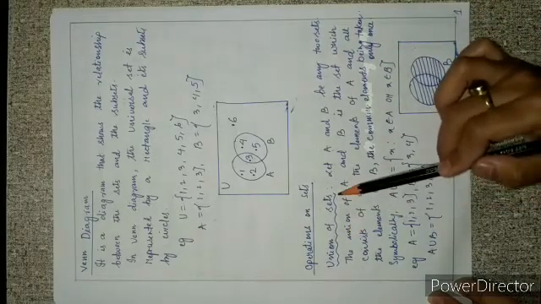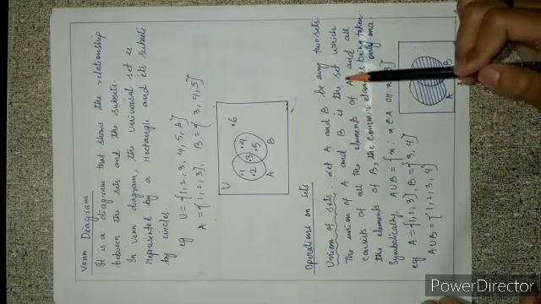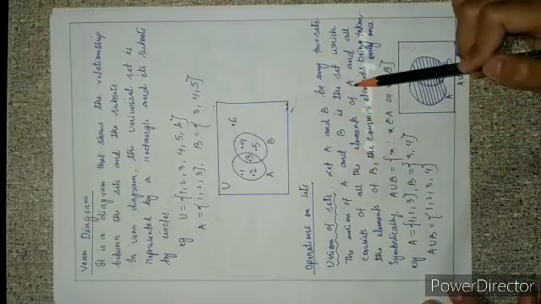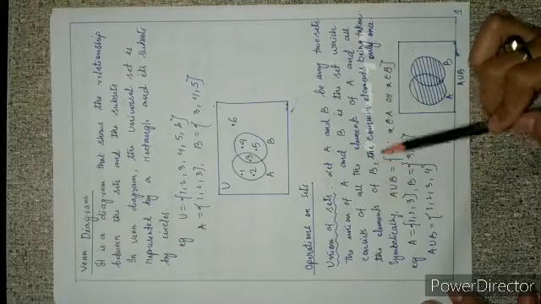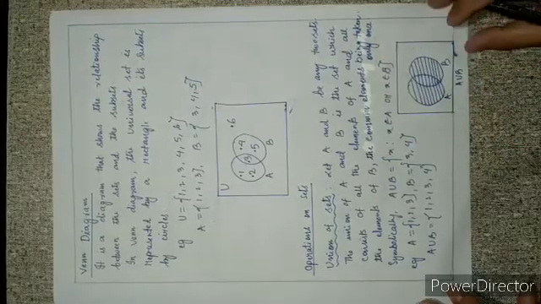The union of any two sets A and B is the set which is formed by all the elements of set A and all the elements of set B, and common element is to be written only once.